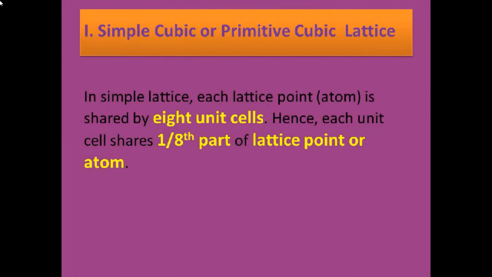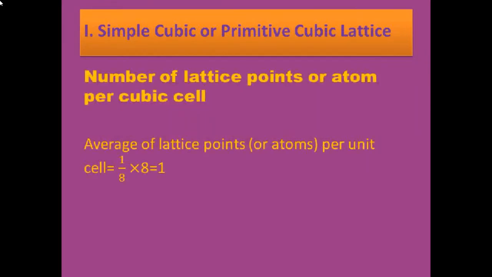The words appearing in yellow color are very important from the fill in the blanks point of view as well as from the true or false point of view. Remember, students. So for the simple cubic, one lattice point is surrounded by 8 unit cells, or 8 unit cells share, each unit cell shares 1/8 part of the lattice point or atom. Now we will see the number of lattice points or atoms per cubic cell. Average number of lattice points or atoms per unit cell is equal to 1/8 multiplied by 8 is equal to 1. Again, multiple choice based on this slide can be asked.